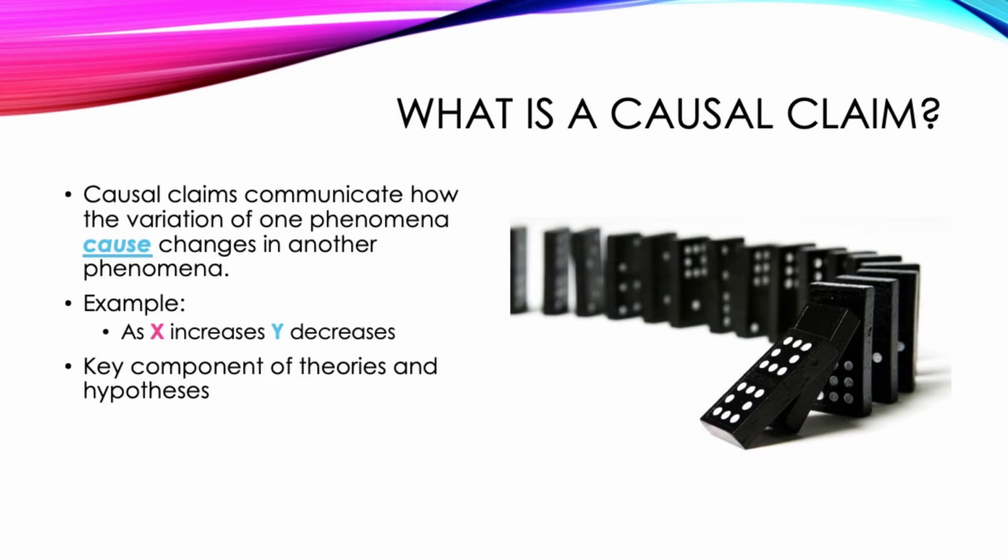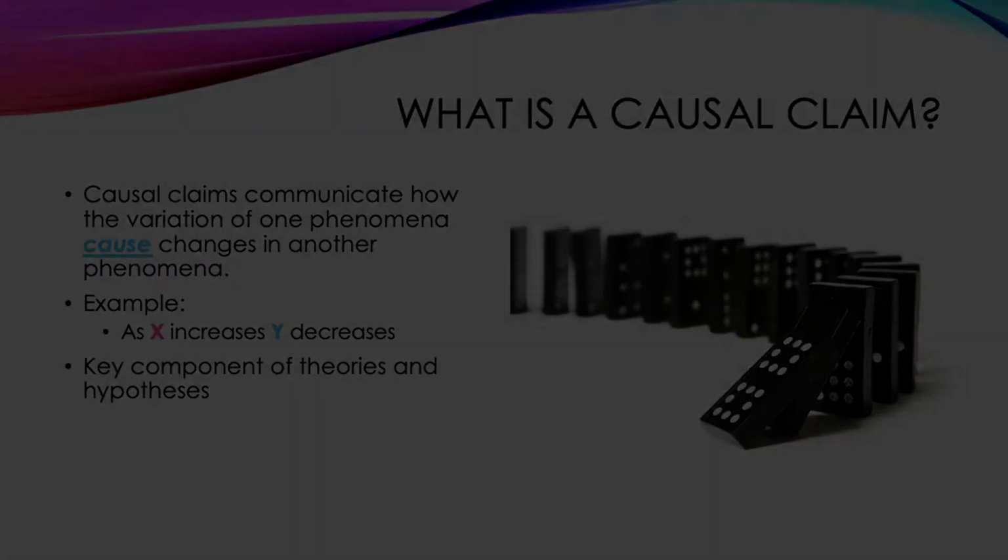So an example that we've used quite frequently: as x increases, that's our independent variable, it will cause a decrease in y, for example. We are trying to prove, or at least demonstrate, that changes in x cause changes in y, trying to demonstrate that as our independent variable changes, it causes other changes in y. This is the nature of causality, and it's a key component of theories and hypotheses.